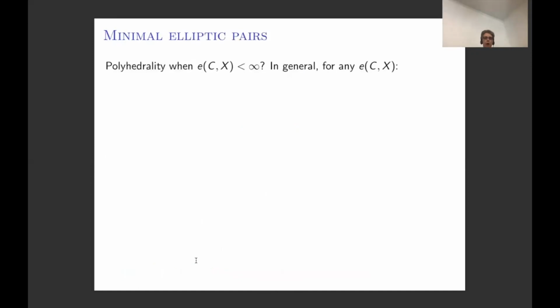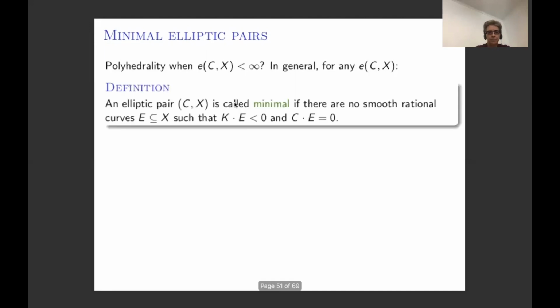And so how about if we consider an elliptic pair of finite order? Can we decide polyhedrality in this case? If you are interested in the characteristic p situation, we won't be able to decide it as easily, but rather we'll have to talk about a different kind of elliptic pair, what we call a minimal elliptic pair. In general, for any elliptic pair, we call the pair minimal if there are no smooth rational curves E such that E intersects C in 0, and it intersects the canonical class negatively.